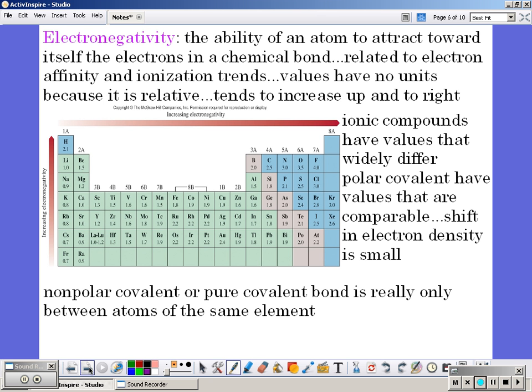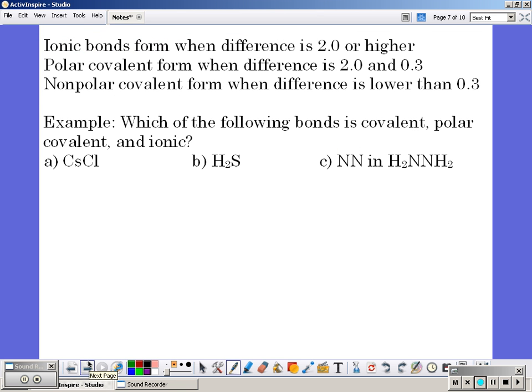Now in Chem 1 we actually subtract values, but in AP you should be able to use the periodic table to figure out what it would be. So ionic compounds widely differ, so they tend to have a difference of 2.0 or higher. Polar covalent would be a difference between 2 and 0.3, they're a little closer together. And nonpolar would be 0.3 or below, so it's really just when it's the same atom.